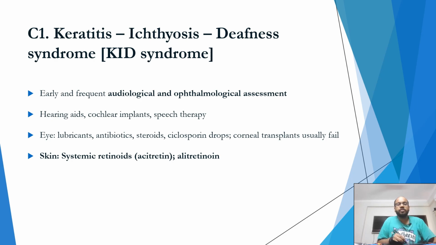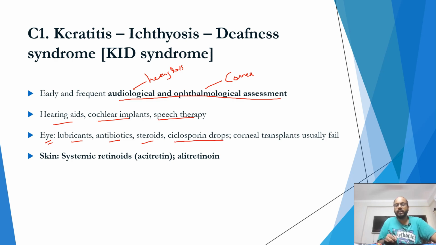Now, how to manage a case of Kidd syndrome? You should have early and frequent audiological and ophthalmological assessment. This is to look at the cornea, to look at keratitis, and just to look at hearing loss. Hearing aids, cochlear implants, speech therapy, all can be utilized to tackle hearing loss because of Kidd syndrome. Eyes will require lubricants, antibiotics, steroids, cyclosporin drops, and if corneal transplants are to be considered, they usually tend to fail. The graft uptake is not that good for the corneal transplant to be successful.